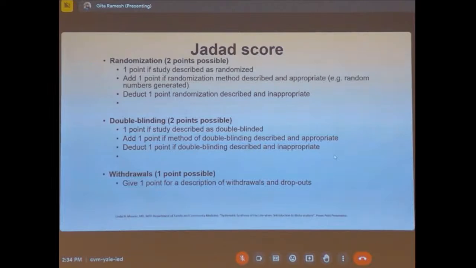Whenever there is randomization in a study, you will give 2 points. Whenever there is double blinding, again you will score 2. And whenever there is withdrawal or attrition, you will score 1. And then you will see the validity of your systematic review.